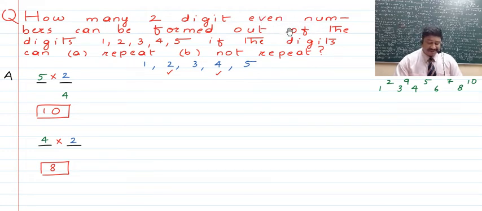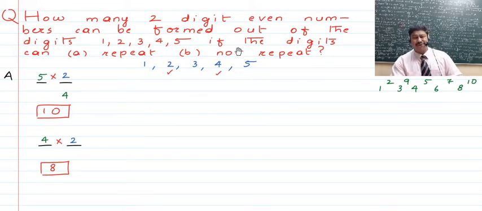So these are even numbers that can be formed out of the digits 1, 2, 3, 4, 5 if the digits can A, repeat, B, not repeat. If you talk about a 2-digit number which has repeating digits, it'll be something like 22, 11. So these are such 2-digit numbers where the digits are repeating. The first case is where we can have repeating digits. The second will be numbers like 12, 14, or probably 24 where the digits are not repeating.